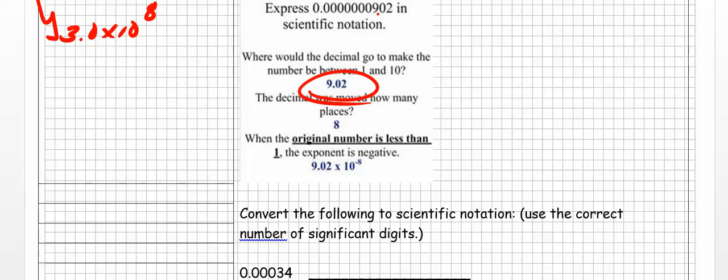9.02 times 10 to the negative 8. Let me write that a little bit bigger so you can see it. 9.02 times 10 to the negative 8 is a very small number, right? So that's how you do a simple one. Now let's take a look at some others.